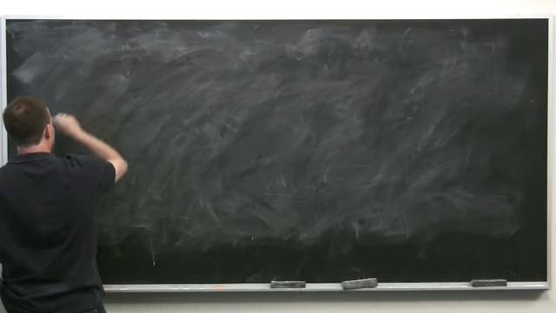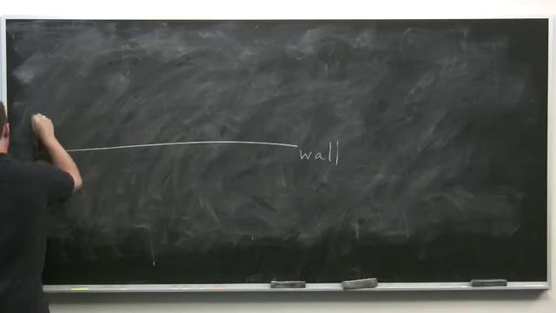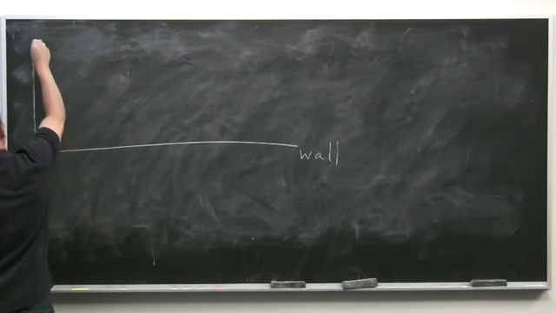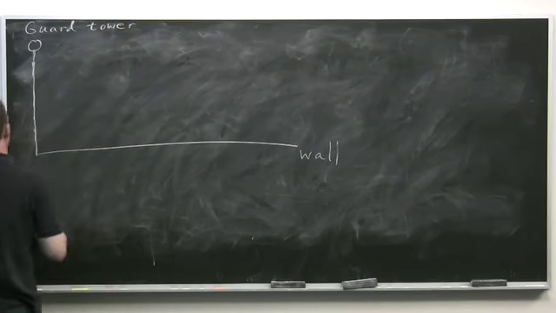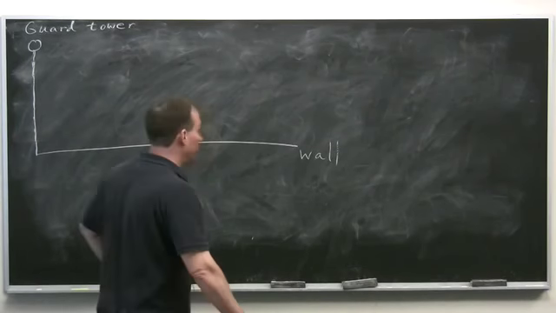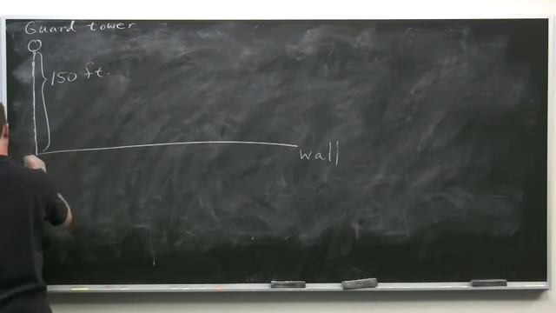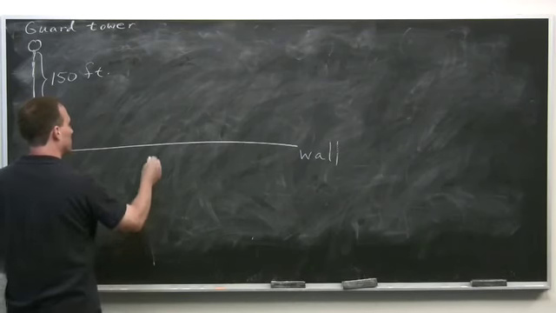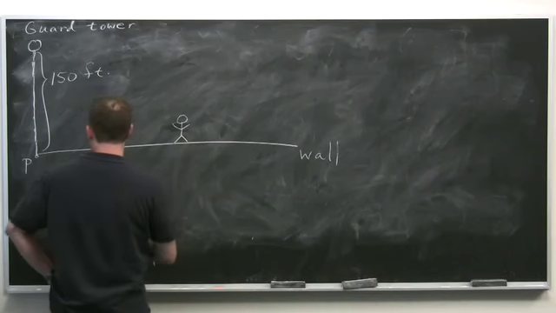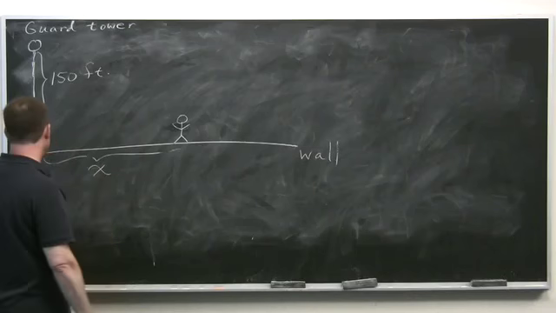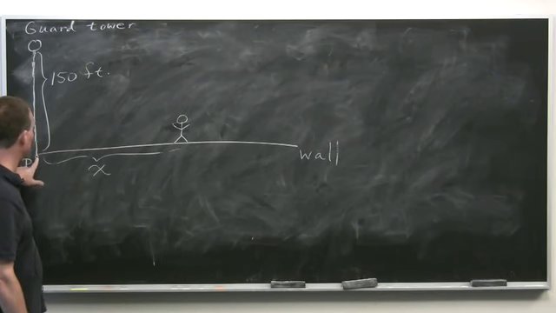So now, let's suppose this is a wall, a top view of a wall. We're looking at some kind of prison yard, and here's a guard tower. And let's say this is, I want to use the same numbers as in the book, 150 feet. So this is a fixed distance to the wall, 150 feet. Call this point P. So this point P is the closest point on the wall to the guard tower.